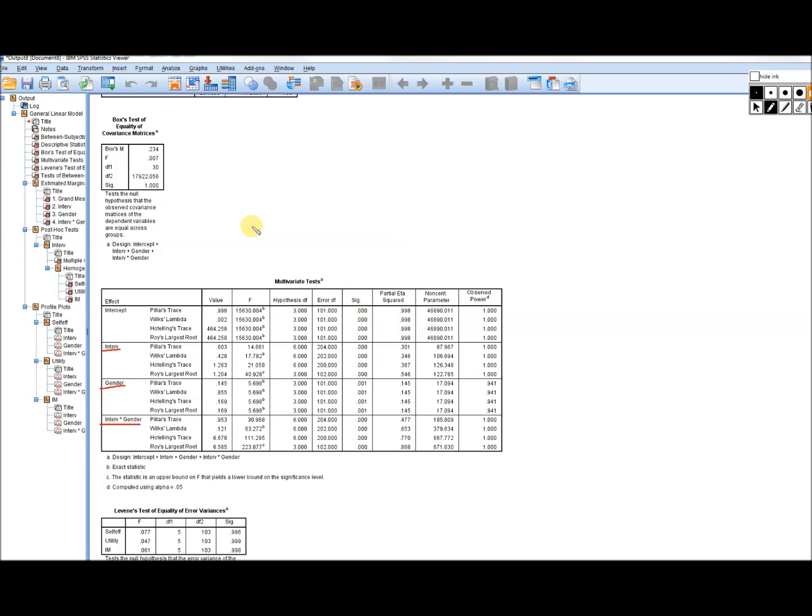Keep in mind that the MANOVA tests make the assumption of homogeneity of covariance, or variance-covariance, matrices, and this is what the Box's test is presenting up here. This is a p-value, and what you are essentially looking for are p-values that are greater than, say, 0.05.